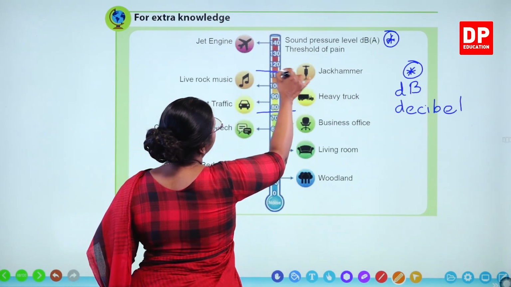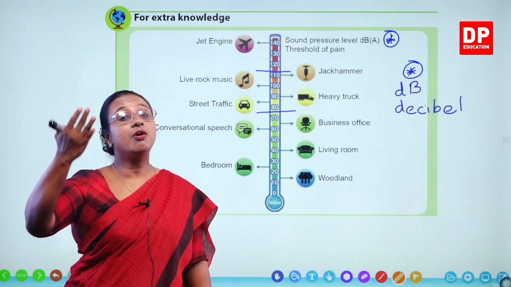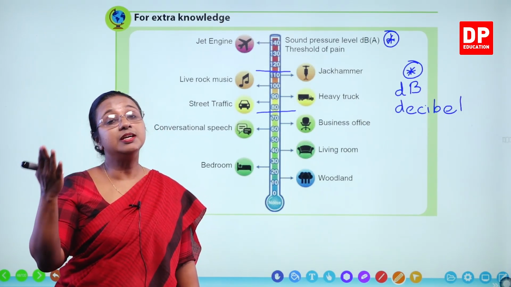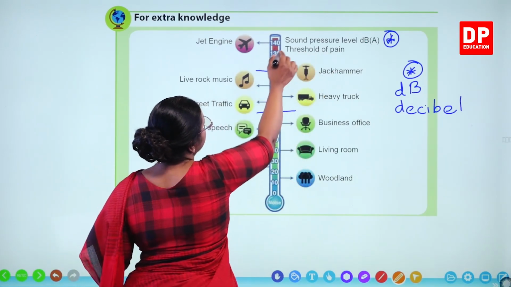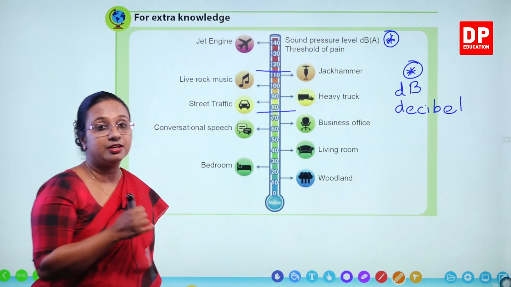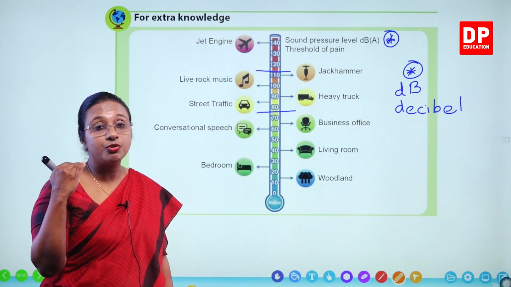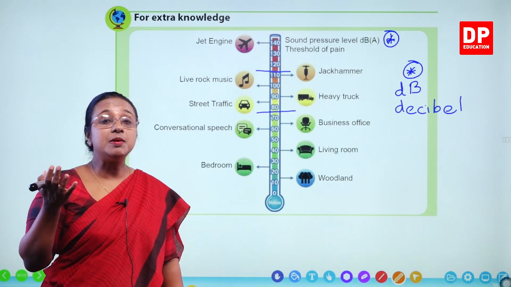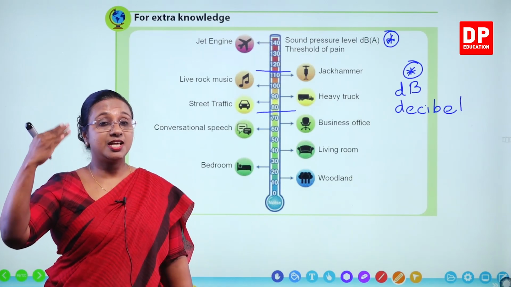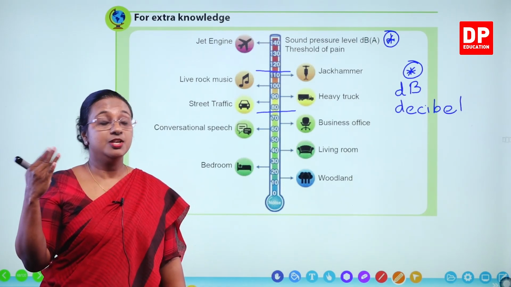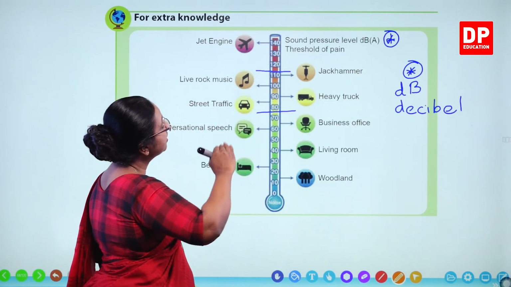Above that, now here can you see the color change? It's becoming red. So sound that can cause harm or pain to the ear. So there you can see threshold of pain, that is near 130 they have written. So that means your ear will feel pain. Threshold means the minimum amount that can bring a change. So the sound that can bring a change, that can cause an effect in your ear. Threshold of pain. So above 110 itself, it's somewhat dangerous.